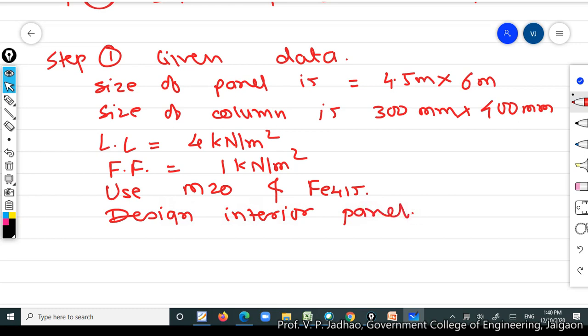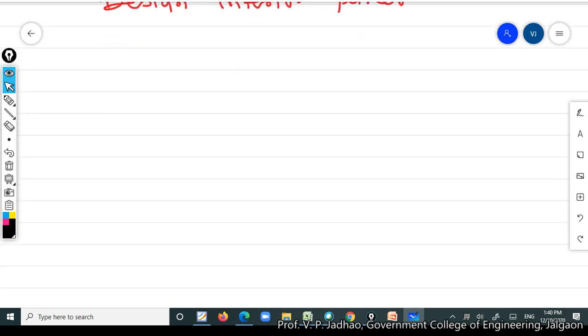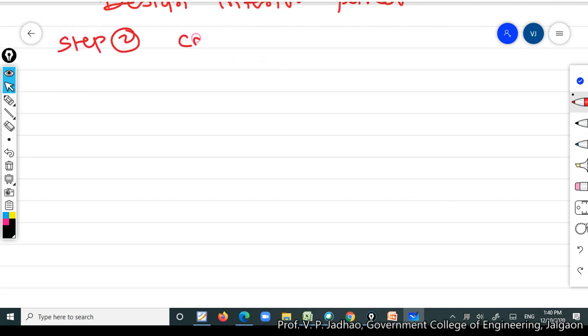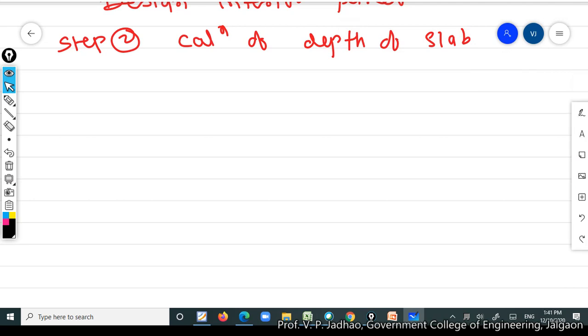Okay, so we have to design the interior panel. So step number 2 is calculation of depth of flat slab, okay, calculation of depth of slab.